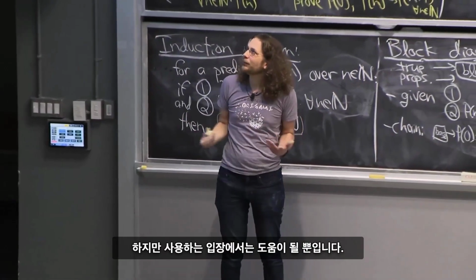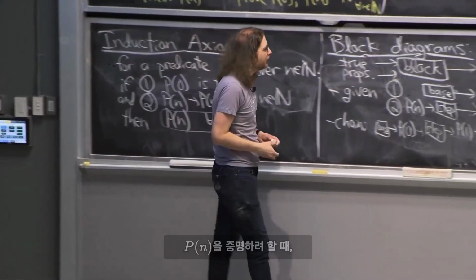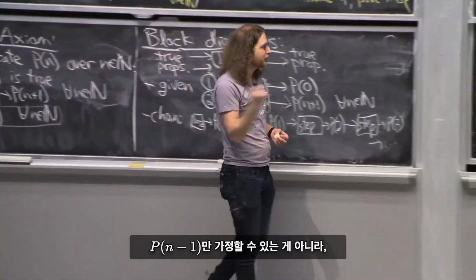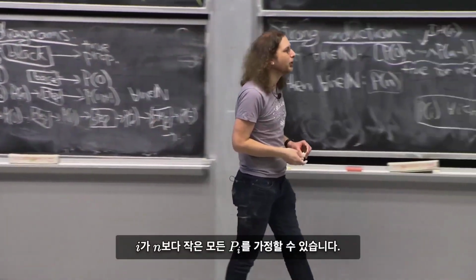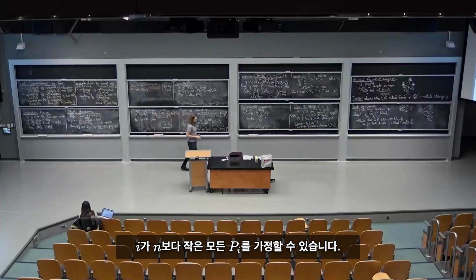But from a usage standpoint, it only helps you. When you're trying to prove P of n, you don't just get to assume P of n minus 1, you get to assume all the P_i's where i is less than n.